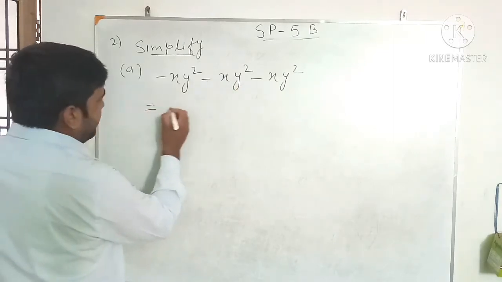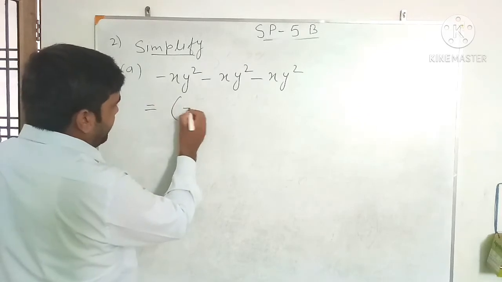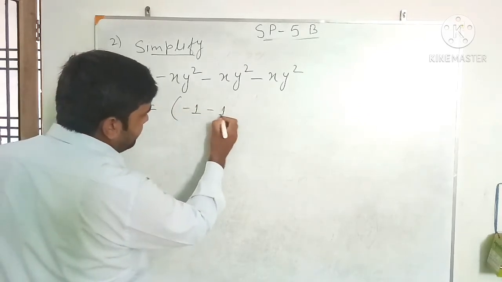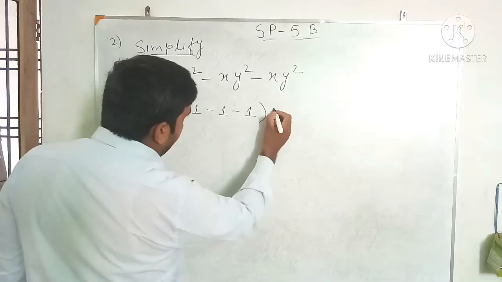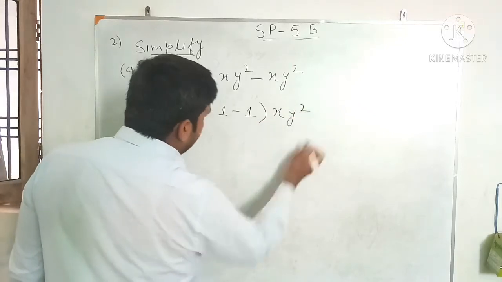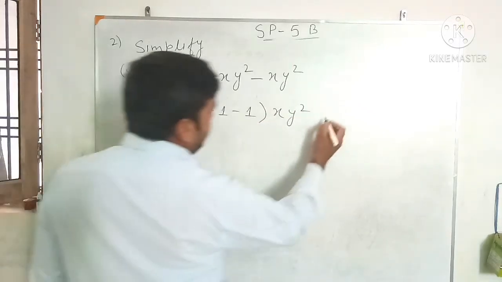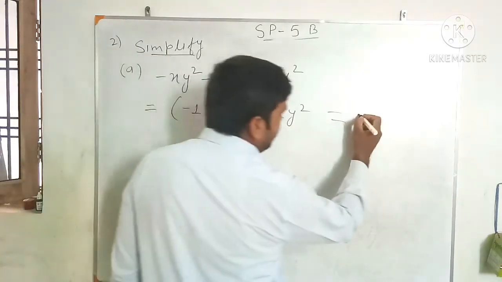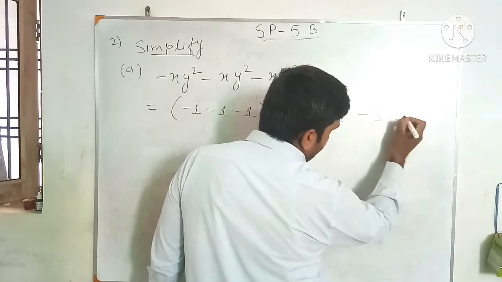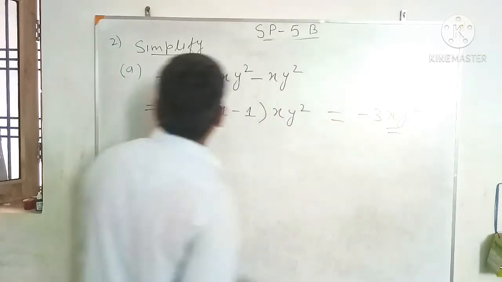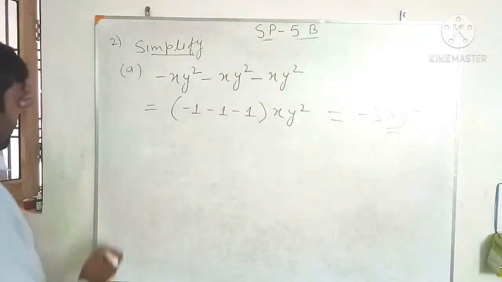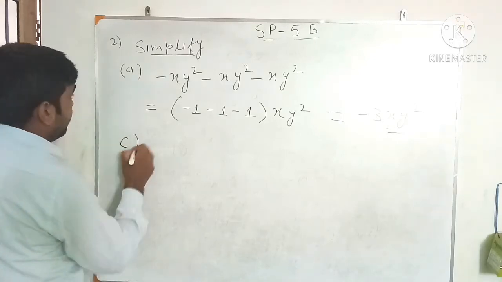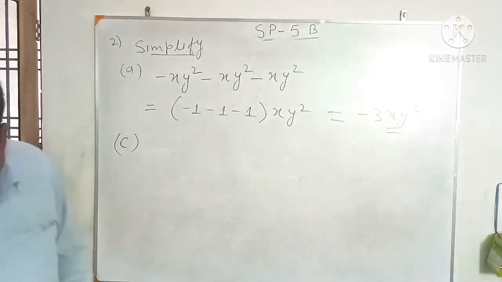So in one bracket we add all the numerical coefficients, minus 1, minus 1, minus 1, and xy square. So what do you get when you add all these 3? Minus 1, minus 1, minus 2, minus 2, minus 1, minus 3. So the answer will be minus 3xy square. Similarly B, I am leaving for homework. Now we'll solve question C. 2C.